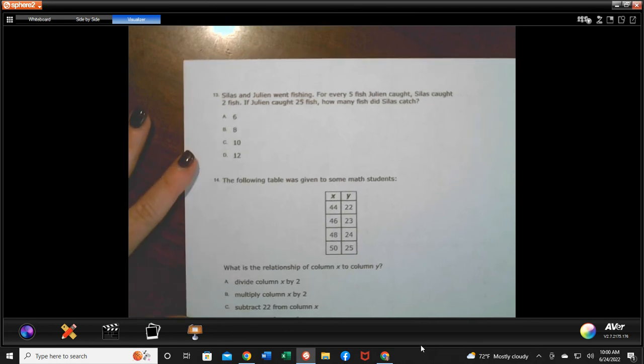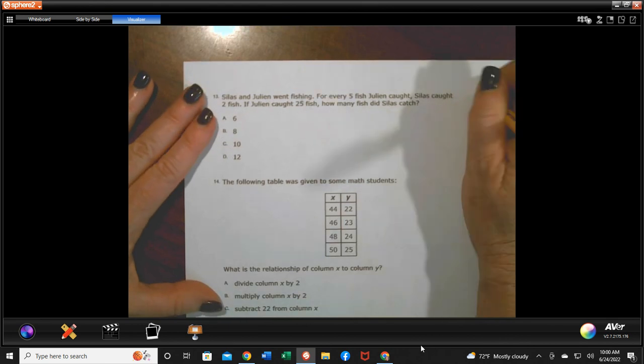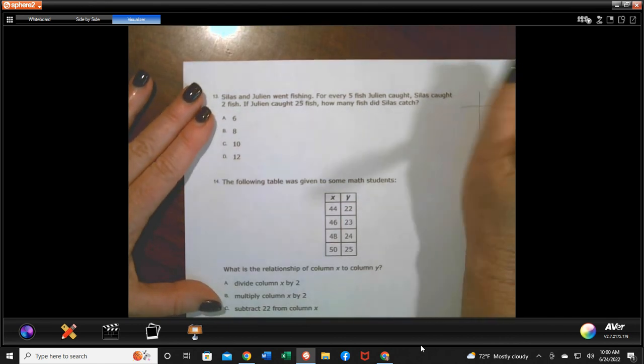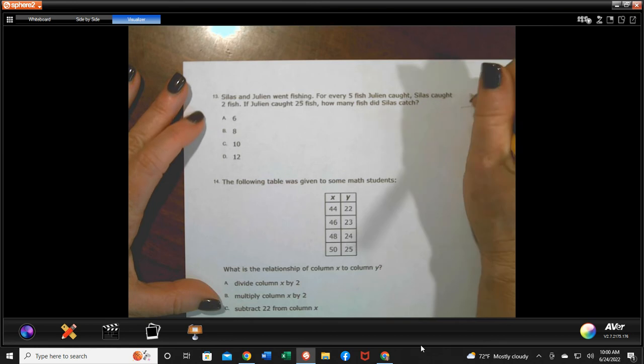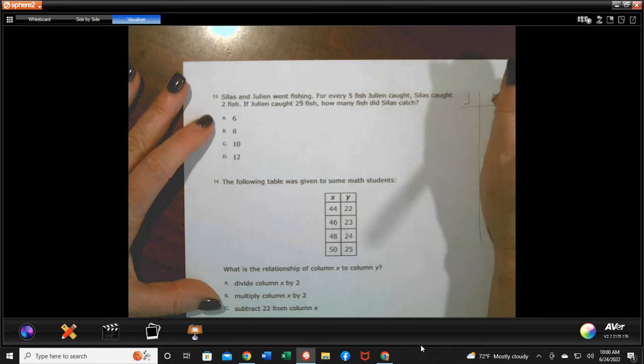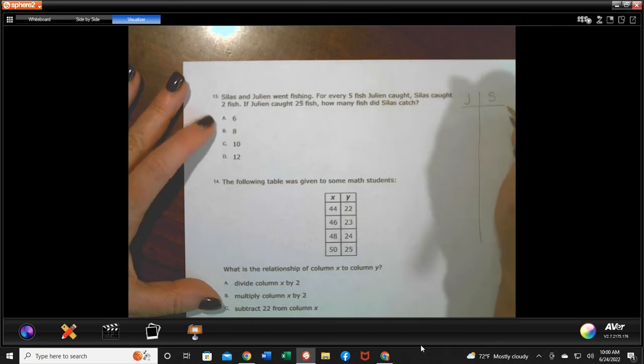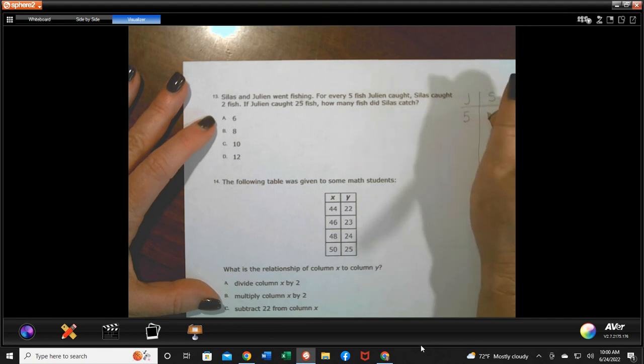All right, let's look at number 13. Silas and Julian went fishing. For every 5 fish Julian caught, Silas caught 2. If Julian caught 25 fish, how many did Silas catch? So what I'm seeing here is there's some kind of a pattern going on. So I'm going to do a chart. So I'm going to have Julian and Silas. For every 5 fish Julian caught, Silas caught 2.